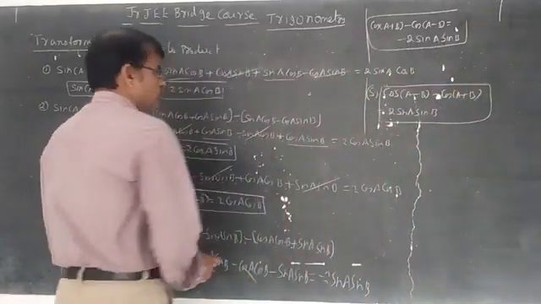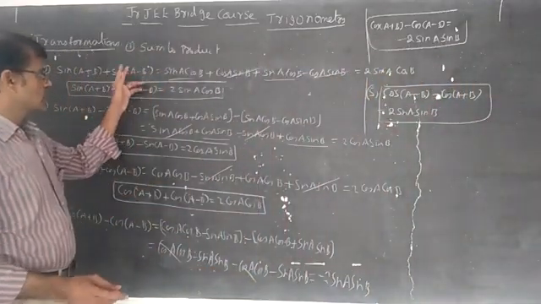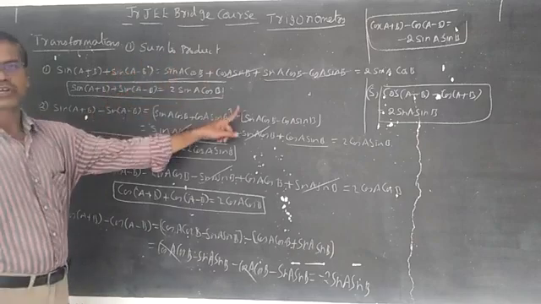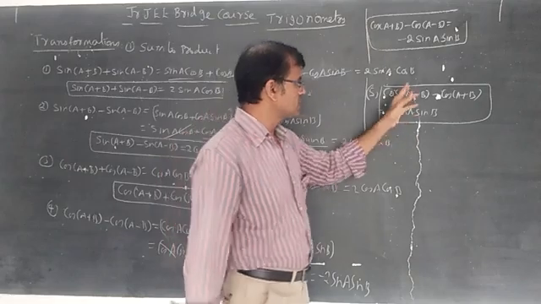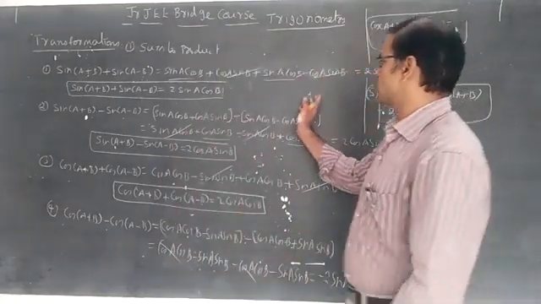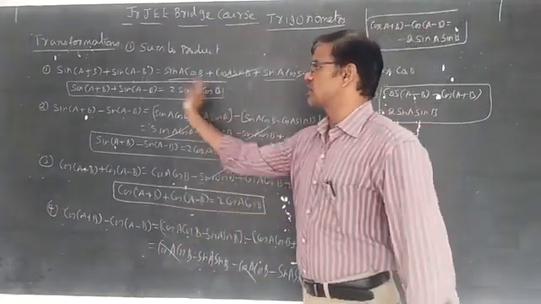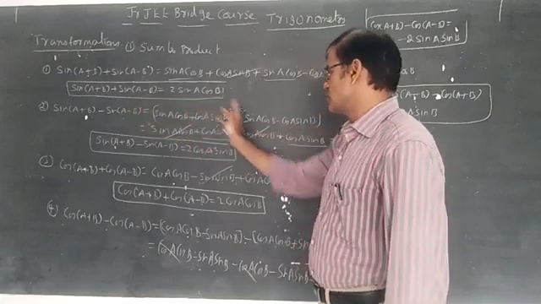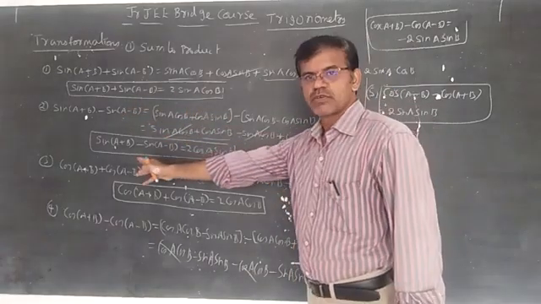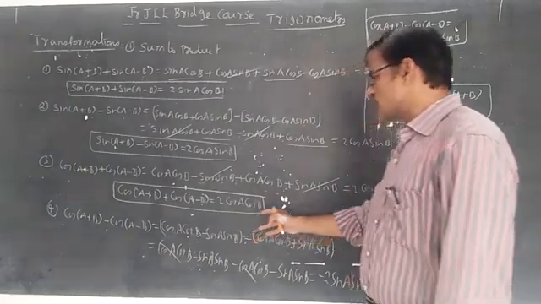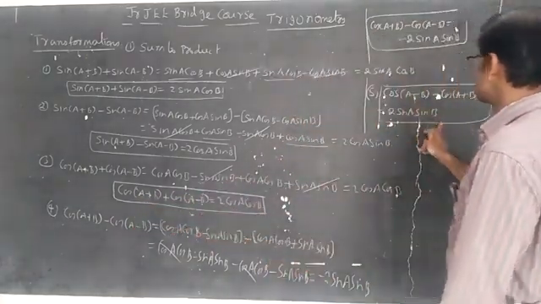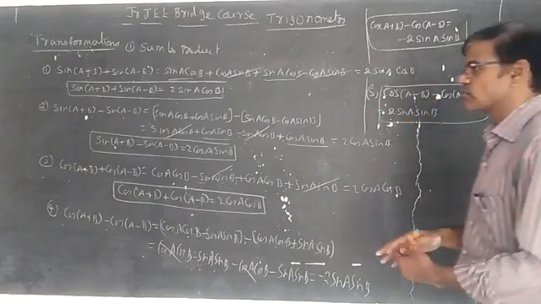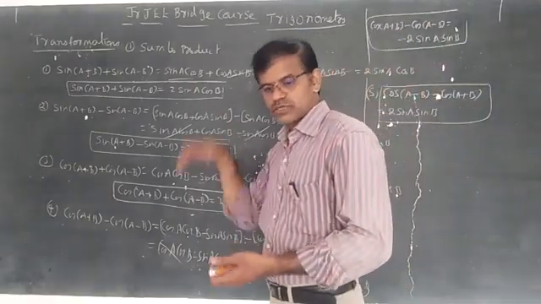Now we got the transformations, sum to product and product to sum. Product to sum means 2 sin A cos B is equal to sin of A plus B plus sin of A minus B. 2 cos A sin B is equal to sin of A plus B minus sin of A minus B. 2 cos A cos B is equal to cos of A plus B plus cos of A minus B. 2 sin A sin B is equal to cos of A minus B minus cos of A plus B. These are product to sums.